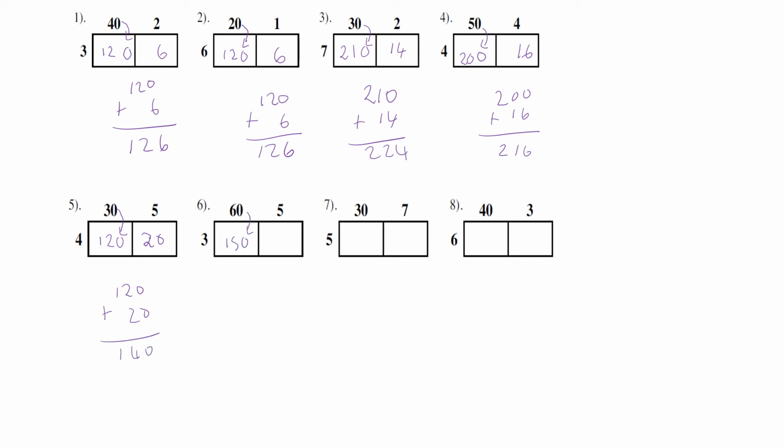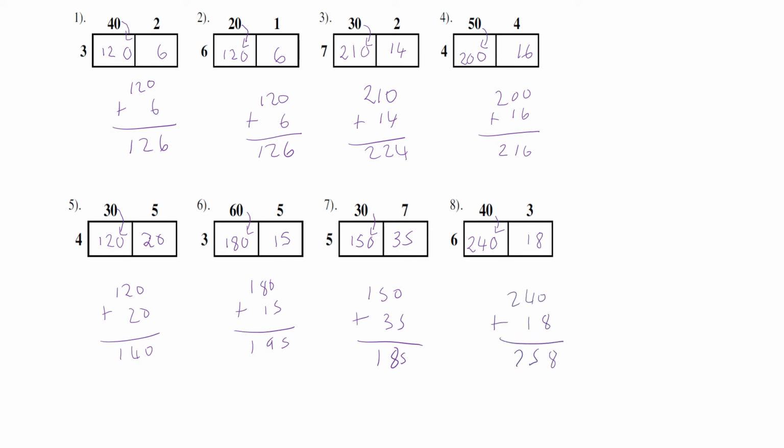6 times 3 is 18. 3 times 5 is 15. We add those numbers together, this is 195. 3 times 5 is 15. 5 times 7 is 35. If we add those numbers together, they give us 185. Last one, 6 times 4, 24. 6 times 3, 18. We add those numbers together, 258.